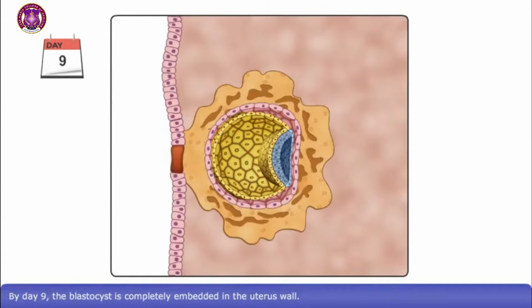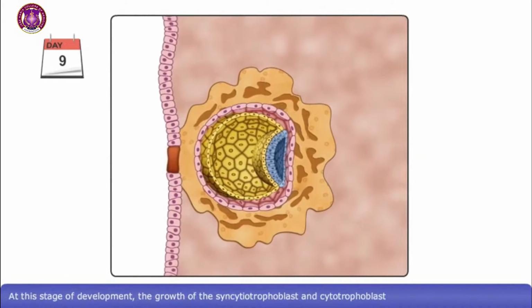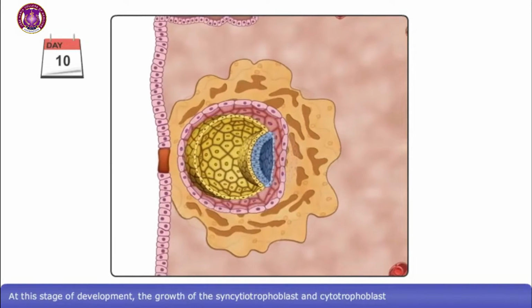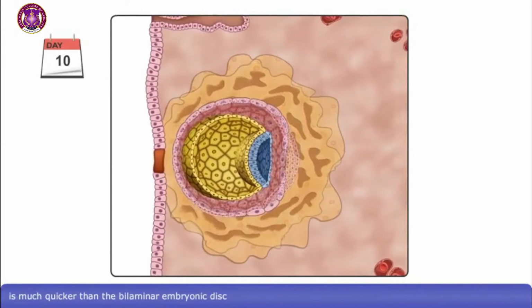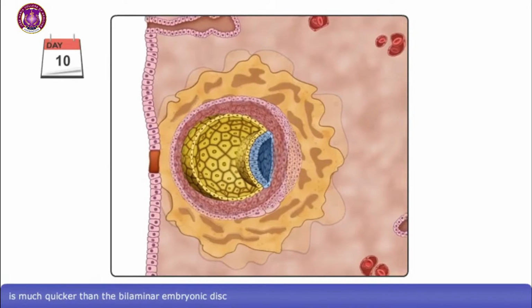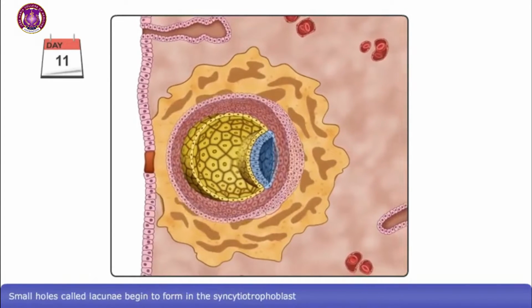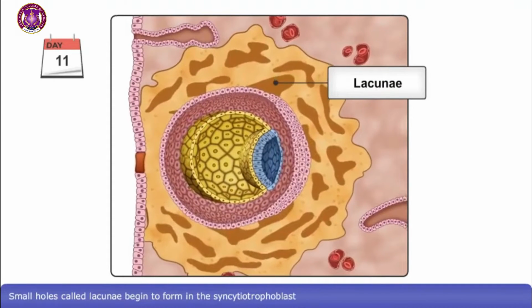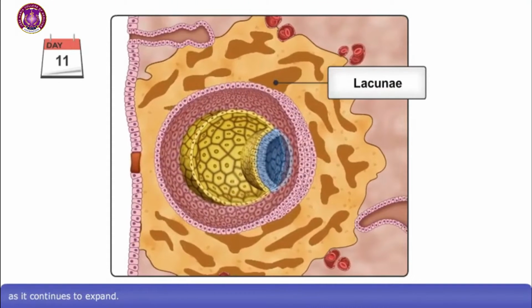By day 9, the blastocyst is completely embedded in the uterus wall. At this stage of development, the growth of the syncytiotrophoblast and cytotrophoblast is much quicker than the bilaminar embryonic disc. Small holes called lacunae begin to form in the syncytiotrophoblast as it continues to expand.